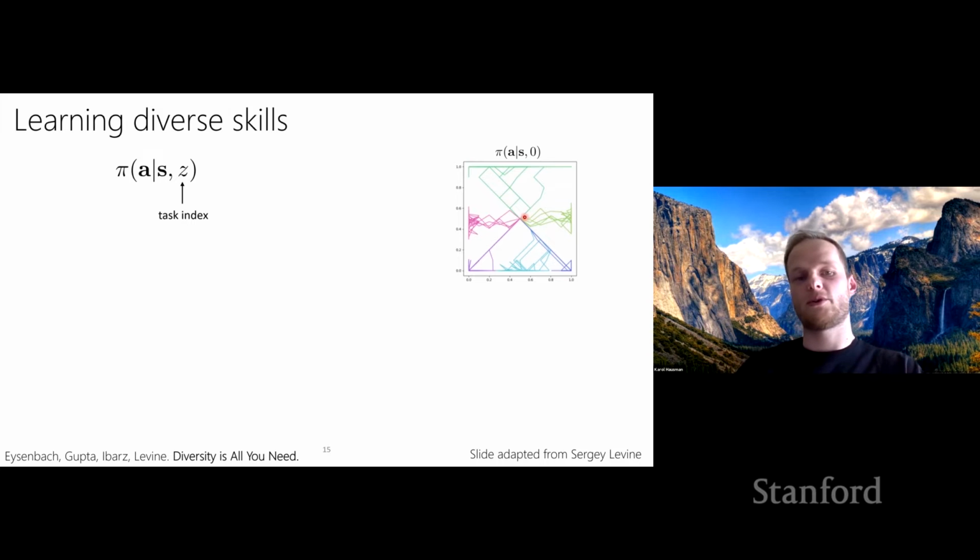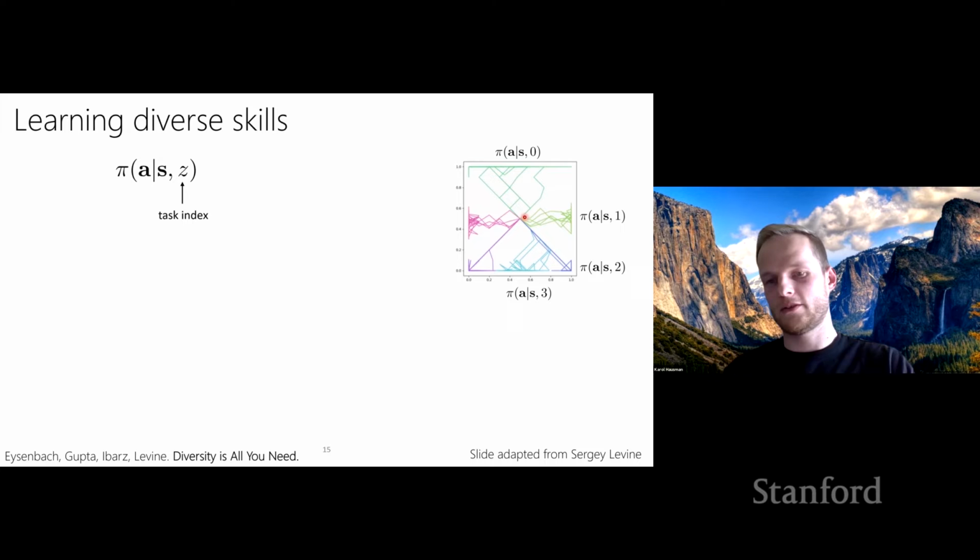So for example, if our z is equal to 0, maybe the agent would move up. If z is equal to 1, it will move to the right. If it's equal to 2, then the agent would explore this bottom right corner. 3 would be a different trajectory, 4 a different trajectory, and 5 would be a different trajectory too. Right? So we want a policy such that with different task indices, that policy will do completely different things.